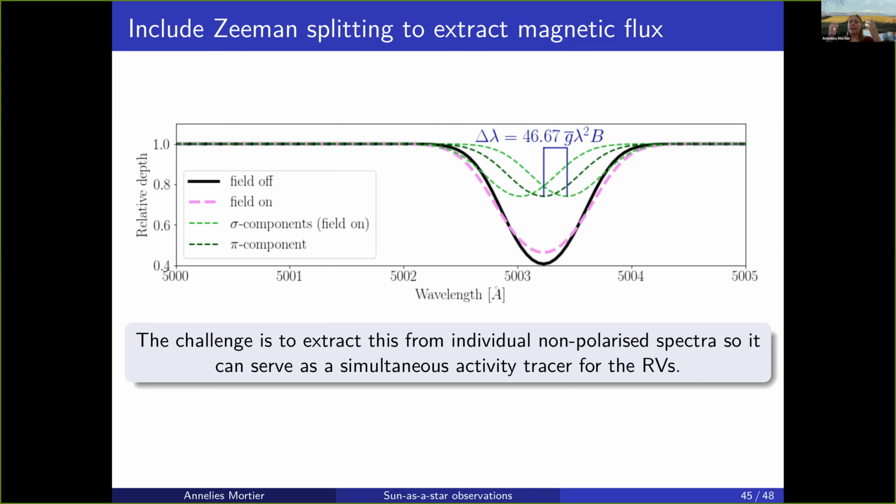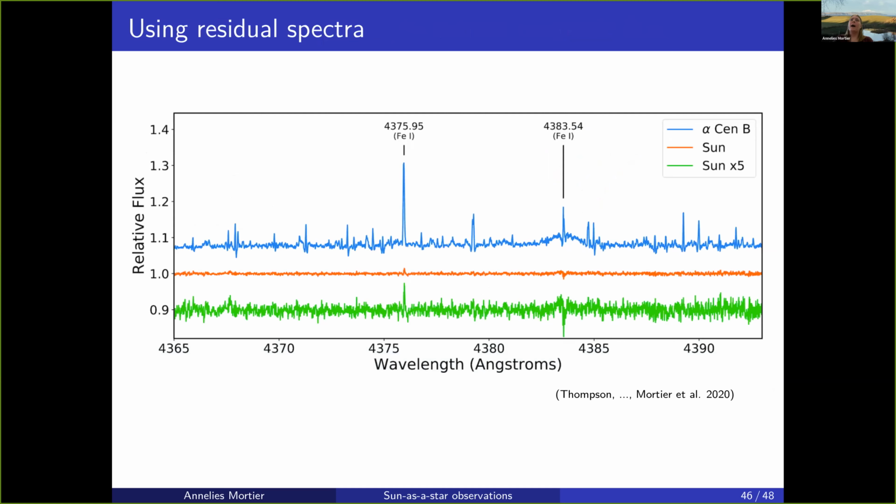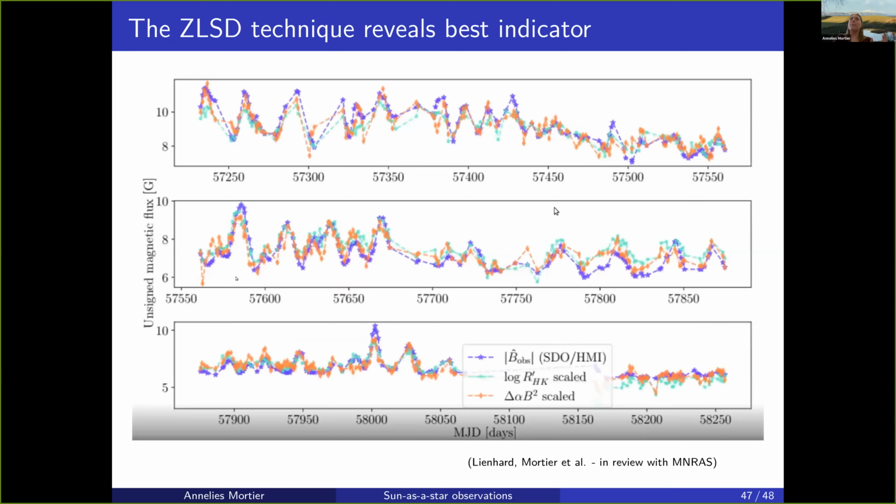If you combine all that knowledge of how a spectral line should differ, and you apply it to residual spectra, because you can't do it on the actual intensity spectra, you do have to subtract a master spectrum that you can create by adding all your spectra on top of one another. We've seen the features before in, for example, Thompson et al. and also Wise et al. I think that some lines are differently responding, but if we use that knowledge on all the lines at the same time, we can, in effect, get the unsigned magnetic flux from the individual non-polarized intensity spectra.